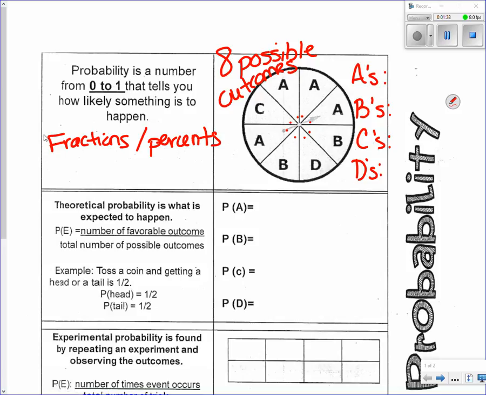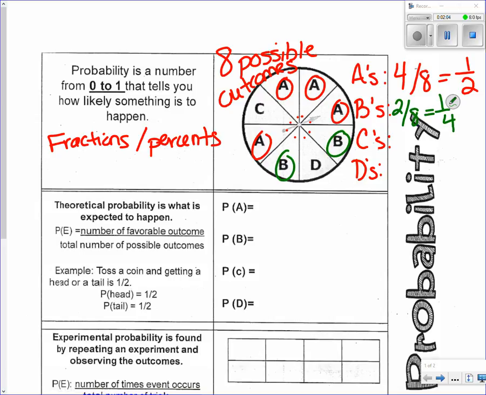So for an A, the probability of getting an A is 1, 2, 3, 4. So there are 4 out of 8, which we know simplifies to 1/2. Same thing with my B's. I'm going to switch colors for you. Our B's, I have 2. It is 2 out of 8, which is simplified to 1/4. My C, I have 1 out of 8. That cannot simplify, and obviously my D is 1 out of 8 as well. So again, you see that we have fractions. It would be possible to turn them into percents, but most of the time you are going to see fractions.